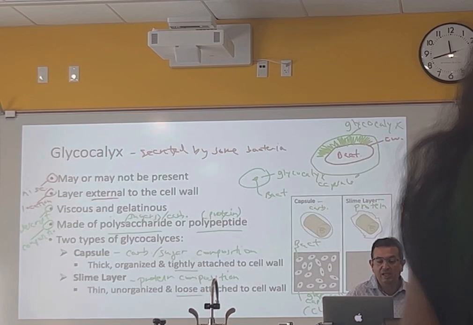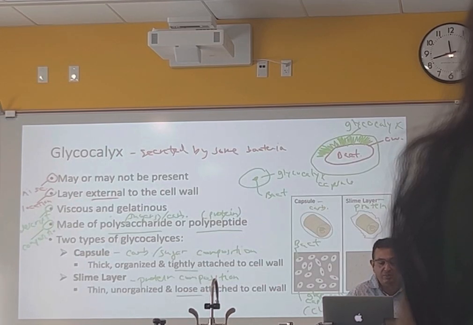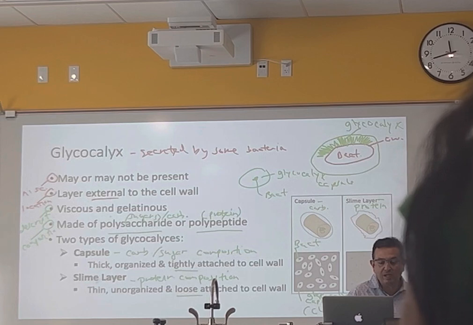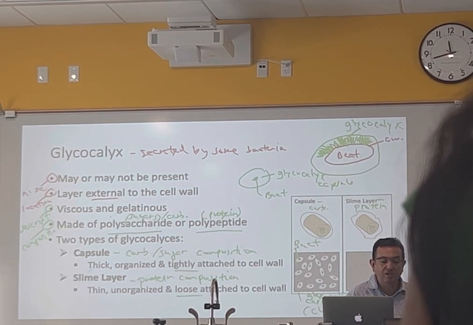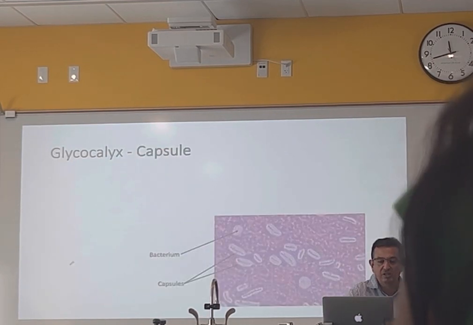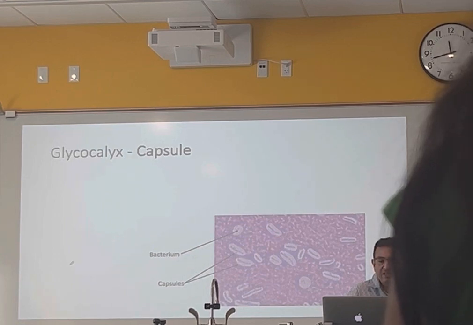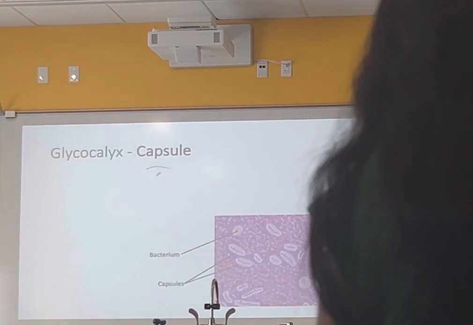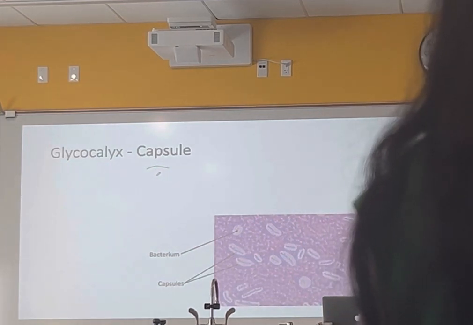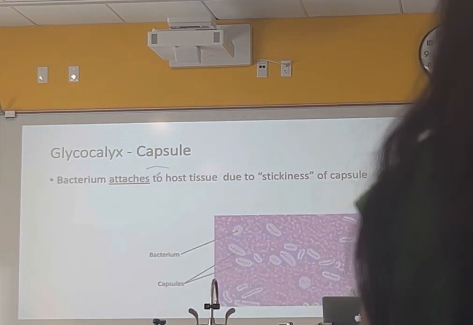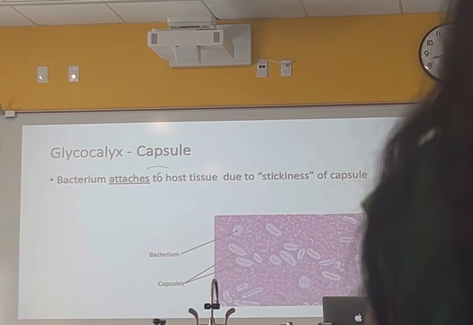So in this class, again, I know there's 2 types of glycocalyxes. We have the glycocalyx capsule, glycocalyx slime layer. I'm going to focus on the capsule for this course. We're not really going to talk much about slime layer because they don't really do much. So I'm going to focus the rest of the discussion of glycocalyx on the capsule. We'll talk a little bit more about it. Again, we know it's thicker, it's going to firmly attach to the cell wall, and it has 2 functions.